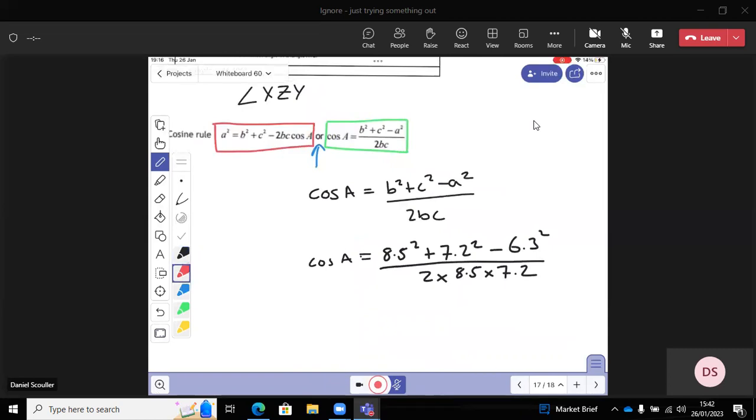The way I would probably do it, just for my comfort, is put the top and bottom of this calculation in brackets in my calculator. The calculator should be smart enough to allow you to do it without that, but I just like to do it to format it in my head. It's for my own benefit. Sticking that into the calculator: 8.5 squared, 6.3 squared, 2 times.